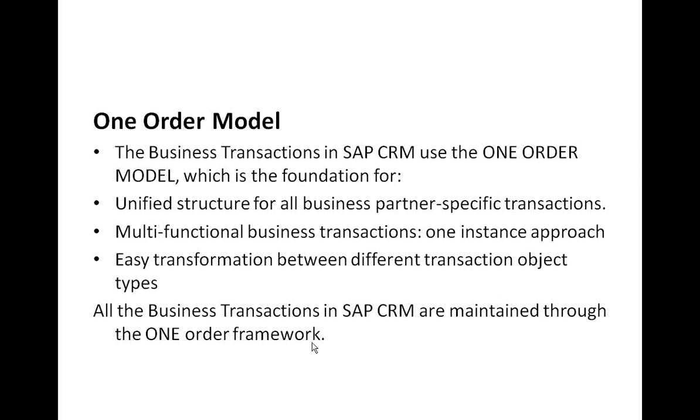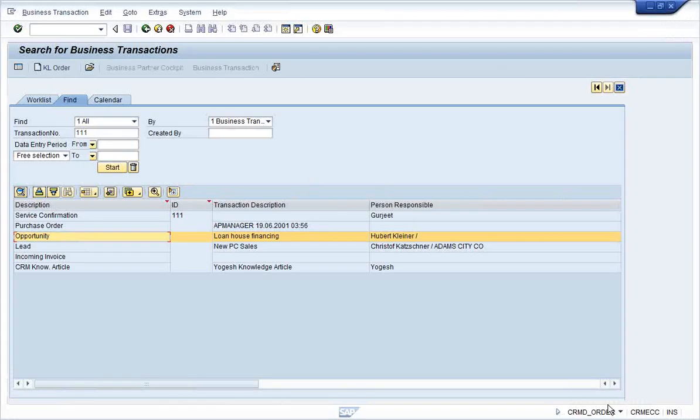And all business transactions are maintained through one framework, the one order model. All this explanation is just to bring you to one understanding: all transactions are handled easily under one single transaction code. And do you want to see what the transaction code is here? CRMD underscore order. Very simple. The most important factor of SAP CRM is that we have meaningful names.